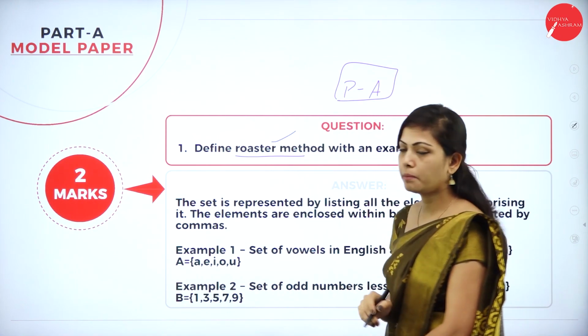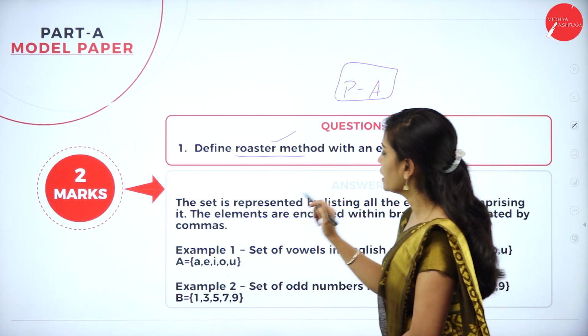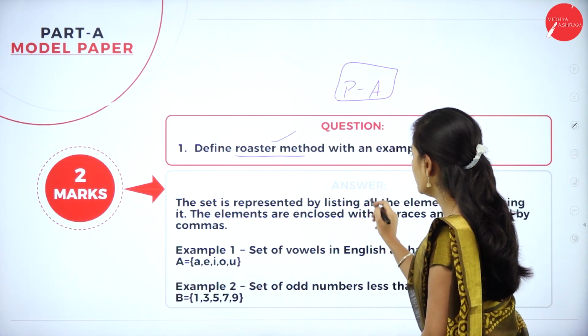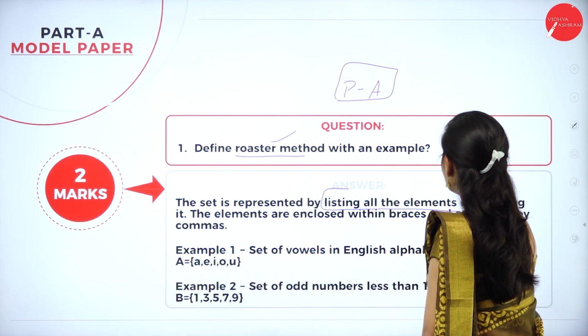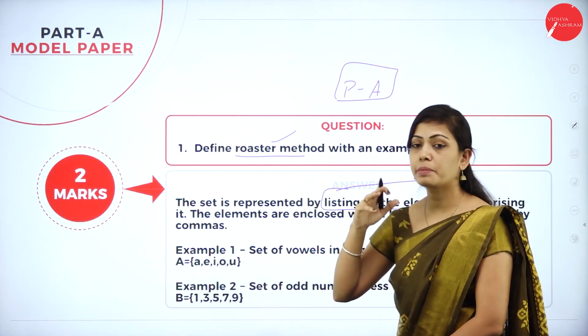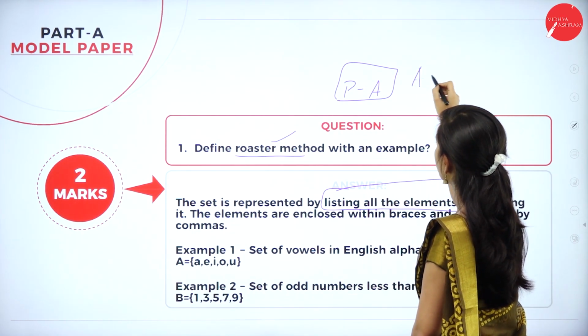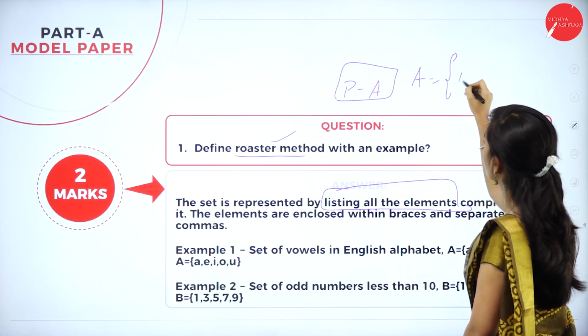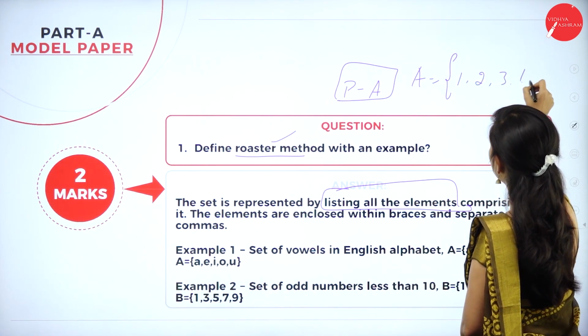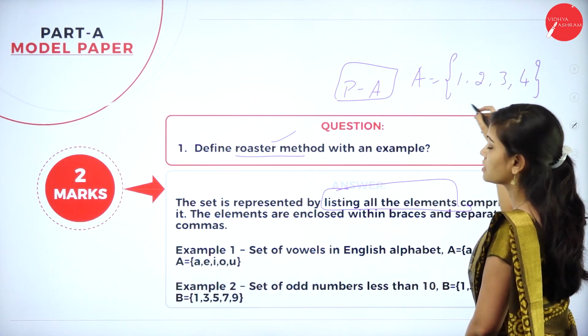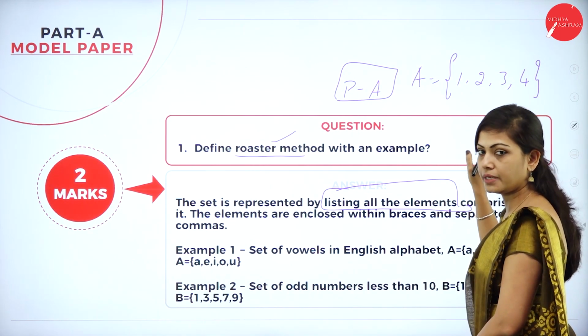So what is this roster method in set? The set is represented by listing all the elements. What is the meaning of this? Listing all the elements of a set is called the roster method.